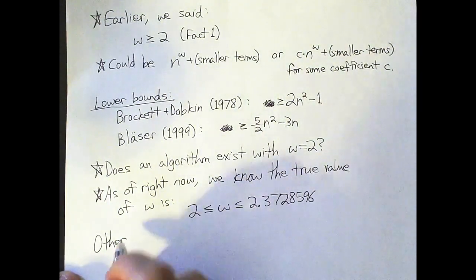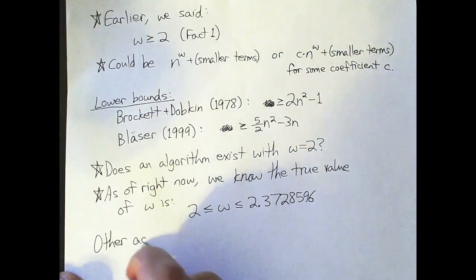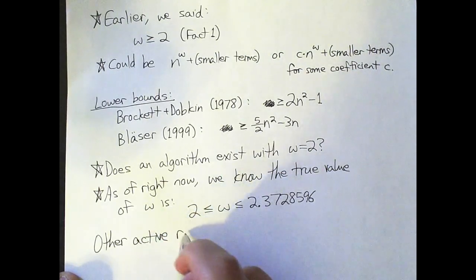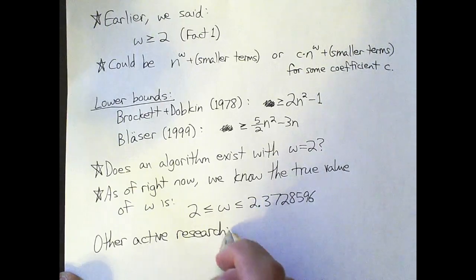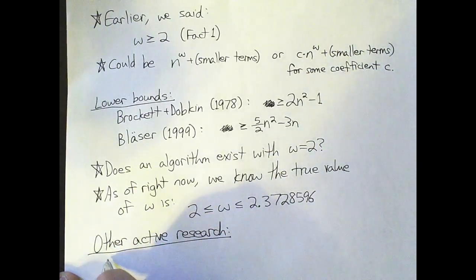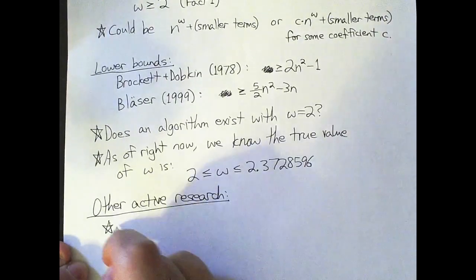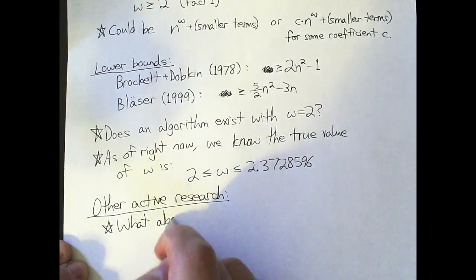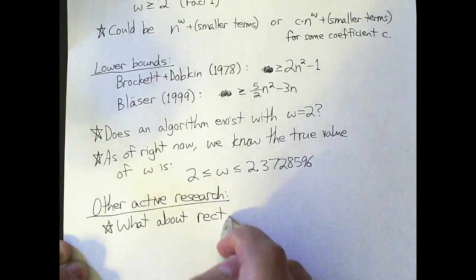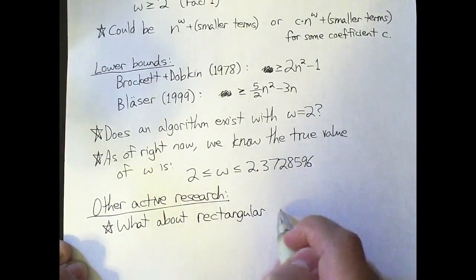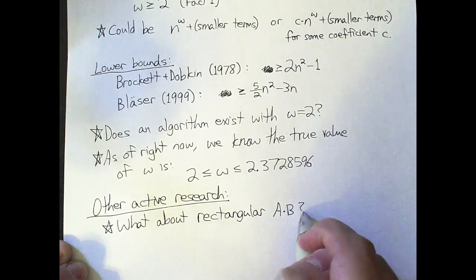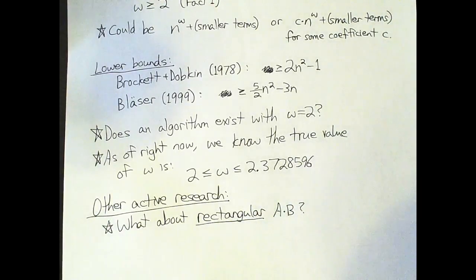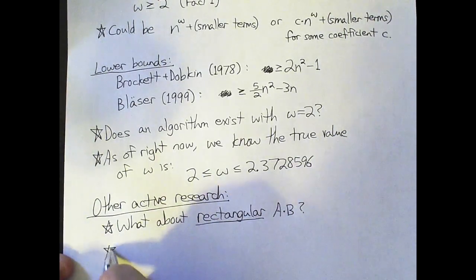And this method will probably not be the end of this story. I'll tell you some other active research that's happening in this area. What about rectangular matrices? Everything we've said so far today was about n by n matrix multiplication. And yeah, square matrices are very important, but what about rectangular matrix multiplication? Are there efficient ways to do that? That's being studied.